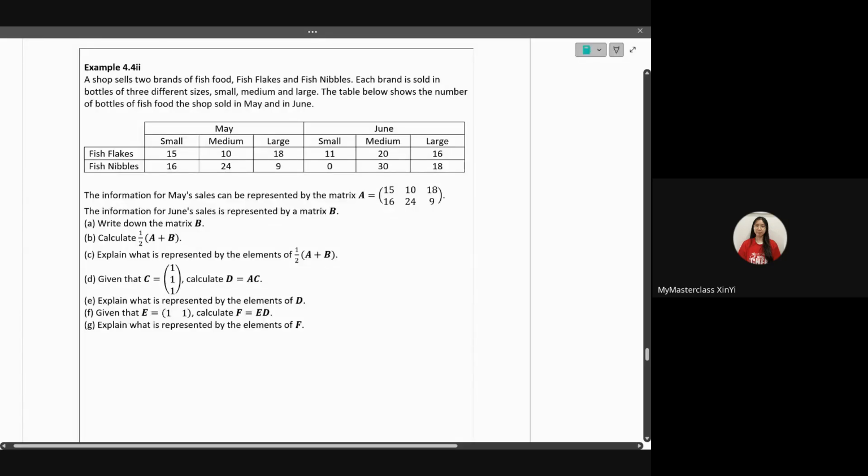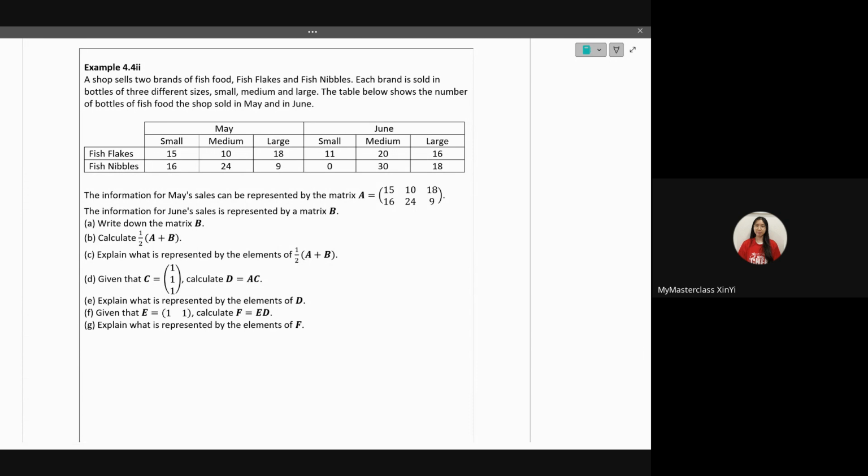Okay, now let us take a look at the next example over here. There will be a slightly harder word problem. Okay, so now let's look at this. A shop sells 2 brands of fish food, fish flakes and fish nibbles. Each brand is sold in bottles of 3 different sizes. And the table below shows the number of bottles of fish food the shop sold in May and June.